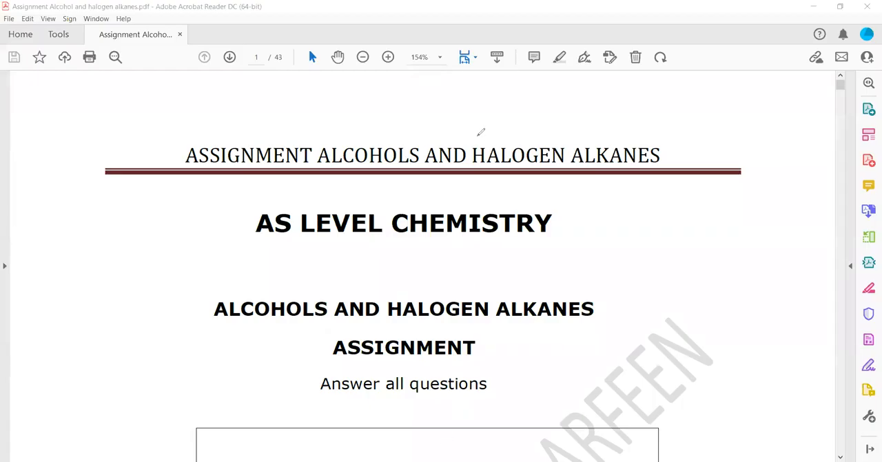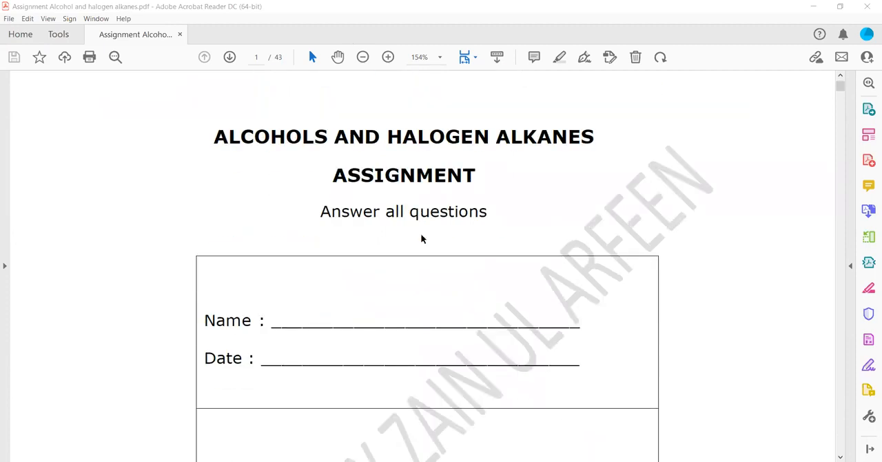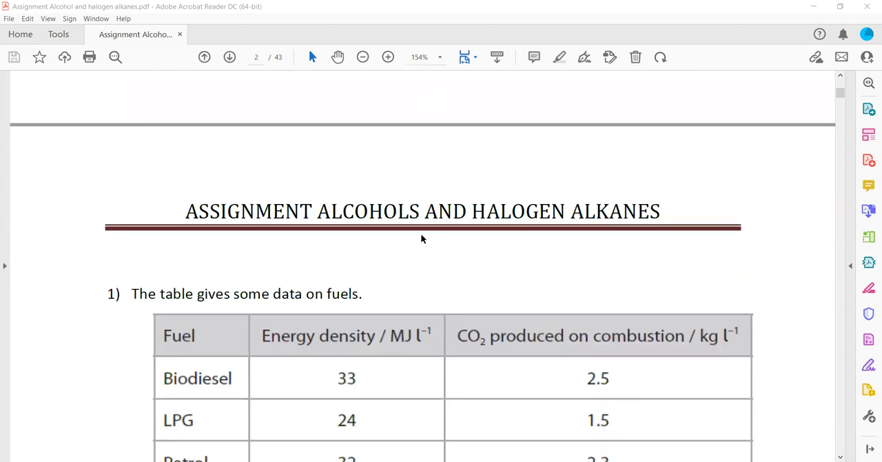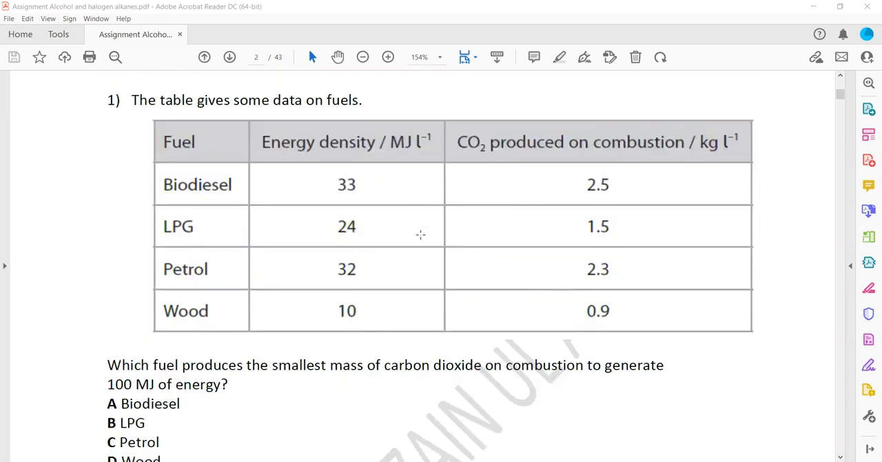So today we'll start the topic-wise assignment related to alcohols and halogenoalkanes, a topic we completed last week. So the table gives some data on the fuel.